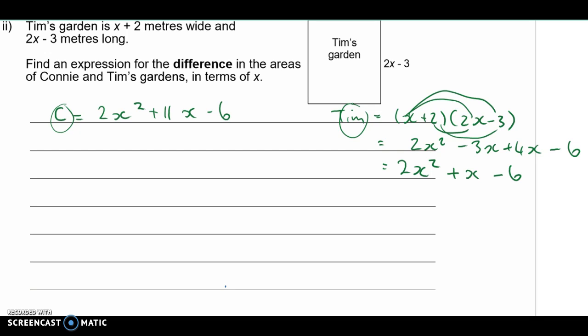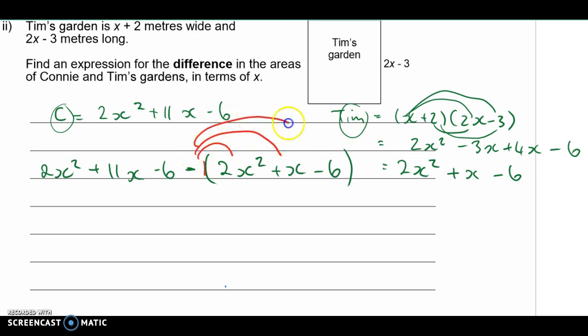Well, difference means subtract. So I've got 2x squared plus 11x minus 6, and I'm going to subtract Tim's garden, which is 2x squared plus x minus 6. Now, the main thing that people forget here is this is like a minus 1. And this negative, I'm minusing everything in Tim's, the whole area, not just the 2x squared. So that negative needs to go to each term inside the bracket.